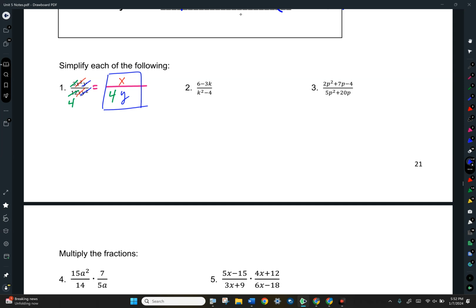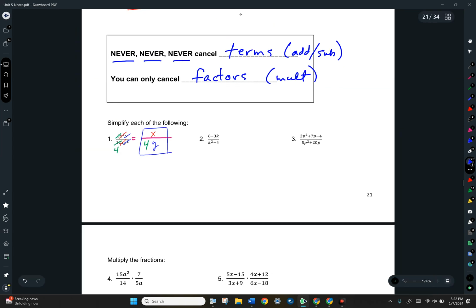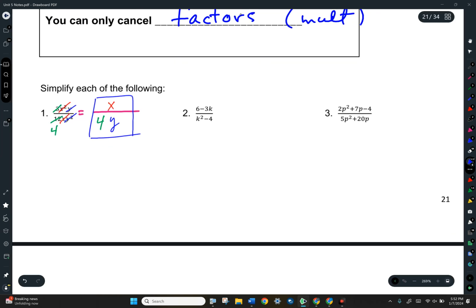So then what is this section about? Well, how do you simplify rational expressions? And that is, we're going to write this down, step 1, factor numerator and denominator. You have to factor the numerator and the denominator.